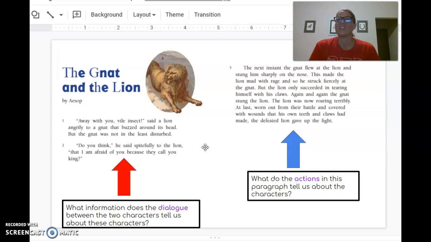Again and again the gnat stung the lion. The lion was now roaring terribly, at last worn out from their battle and covered with wounds that his own teeth and claws had made. The defeated lion gave up. So some of those actions, again, we have that gnat continuously stinging and kind of instigating and provoking the lion until the lion got angry enough to take his claws and swat at the gnat.